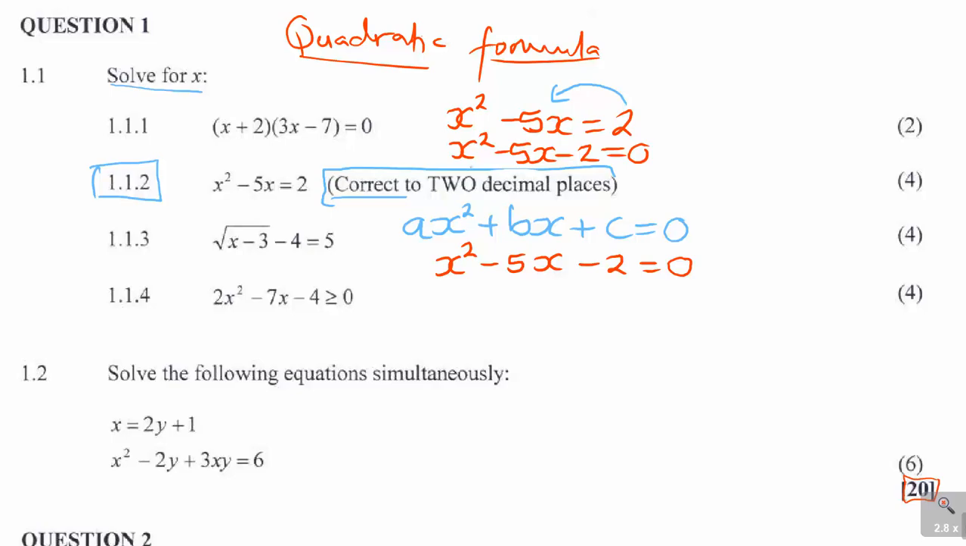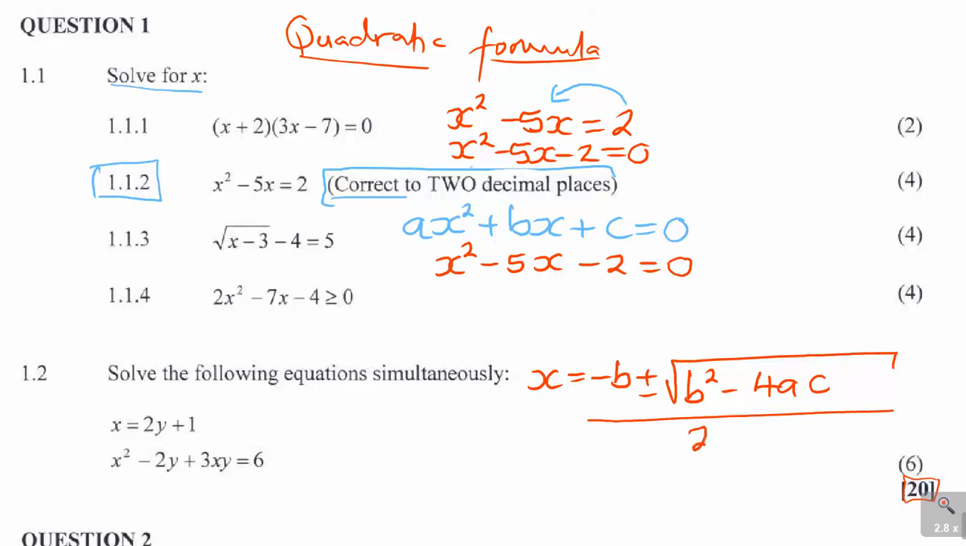And because it is matching the general equation, I need to find my a, my b, and c. Why am I saying that? Remember, the quadratic equation is given by saying x is equal to minus b, that's the formula you need to know, plus or minus square root of b squared minus 4ac all over 2a. So this is the formula that you need to know by heart.